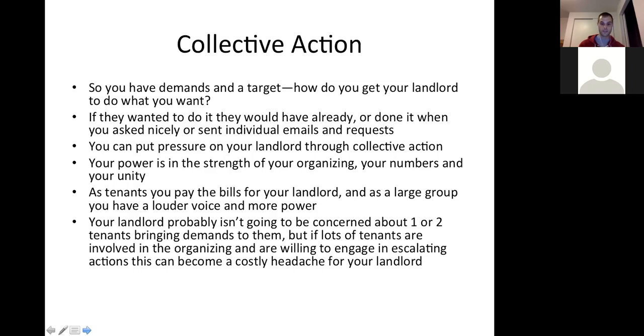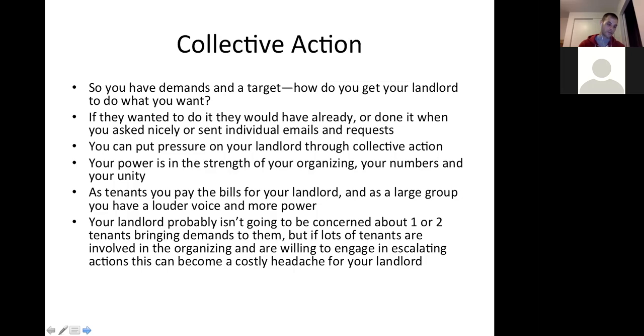So if we're thinking about collective action and we're organizing together, it's because we've already hit that wall, and our landlord seems intent on not meeting our demands. So that's why we're coming together as a group, and we can put pressure on our landlord through collective action. So this is where the tenant association stuff comes in. The power you have as tenants is going to depend on your numbers as a group, but also your unity. So how much you participate, how much you stick together, how much the people in the tenant association are committed to the organizing efforts.